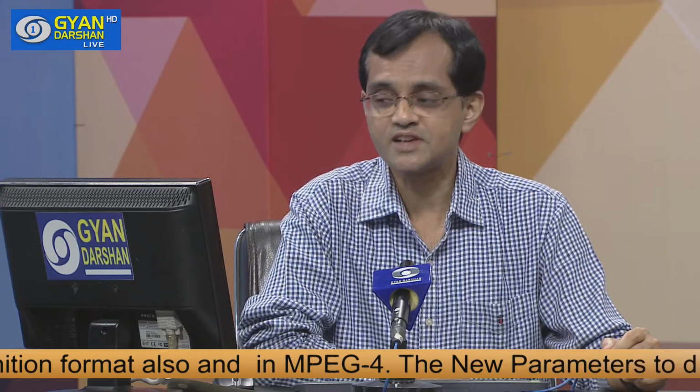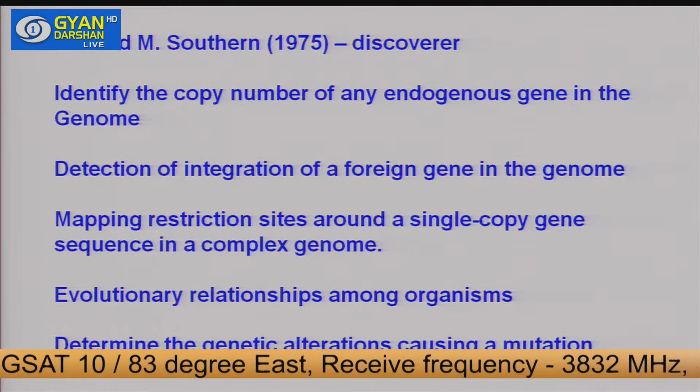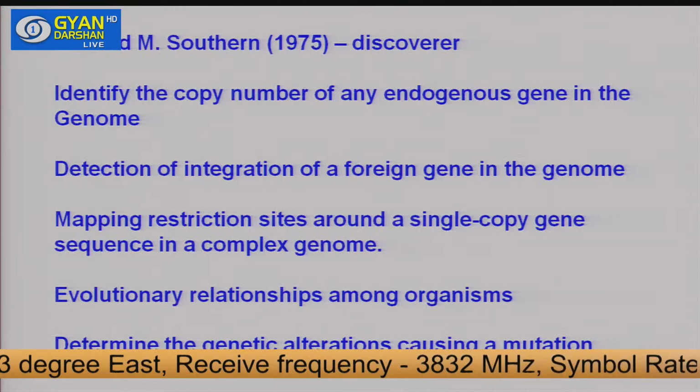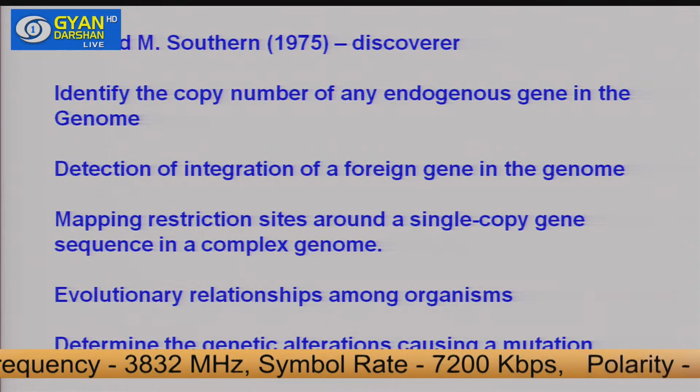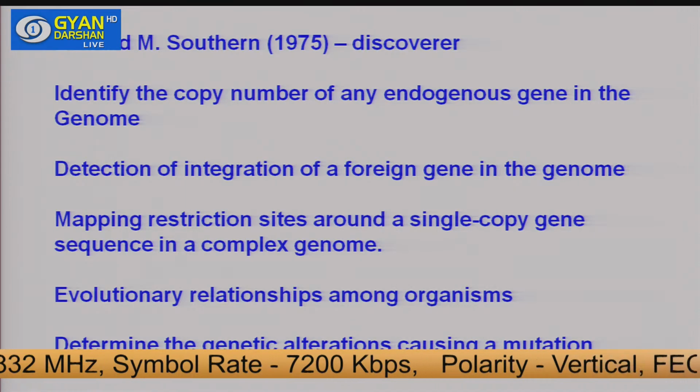Now first is southern blotting. This is a technique which was given by Edward M. Southern in 1975. So he was the discoverer of this particular technique, and after his name, this technique is also known as southern blot or southern blotting. Now what do you essentially do in this southern blotting? Once you have generated a transgenic plant, you need to isolate the genomic DNA from the transgenic plant.